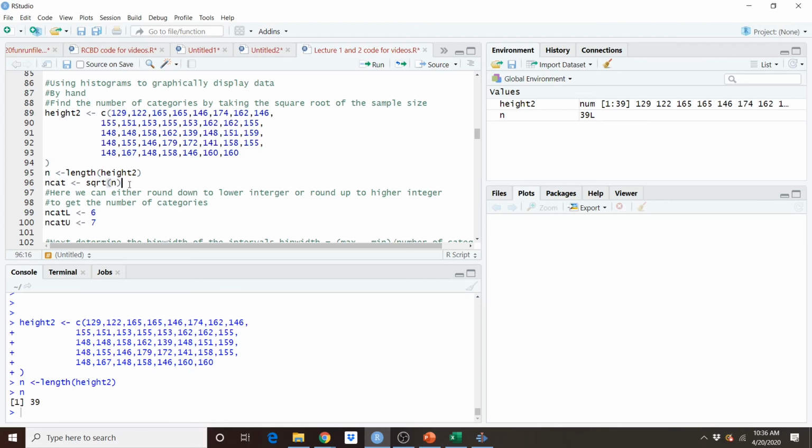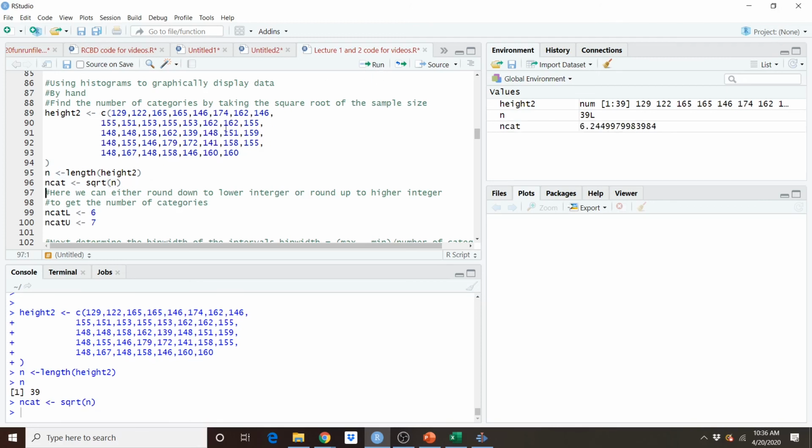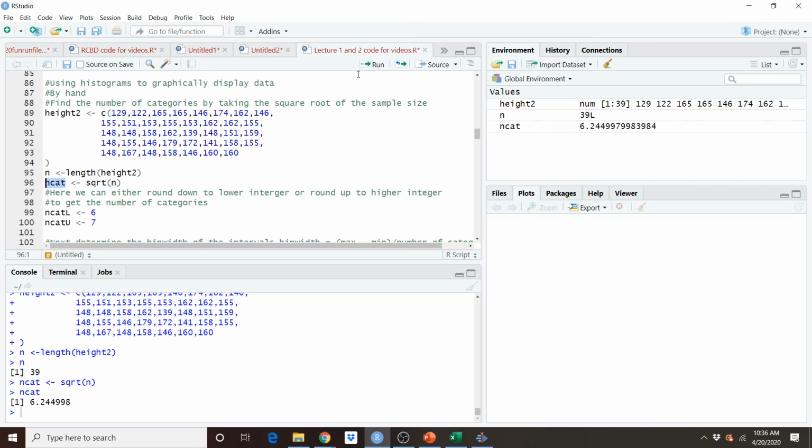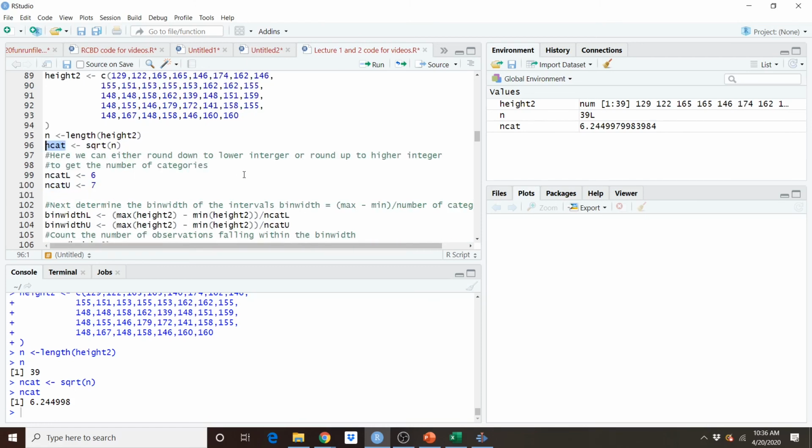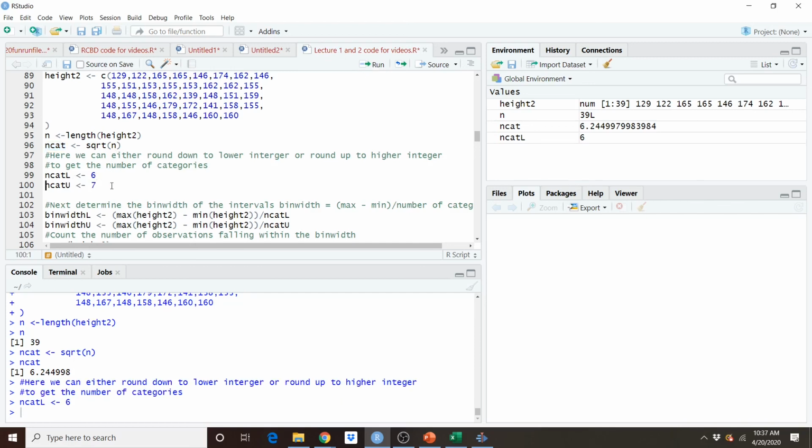And so the number of my categories is going to be the square root of n. And we can see that the number of categories then is 6.244998. Now, as I said earlier, we can round down to the lower integer or round up to the higher integer to get our number of categories. So I'm going to call ncat L, that's going to be rounding down to 6. And I'm going to call ncat U, rounding up to 7.